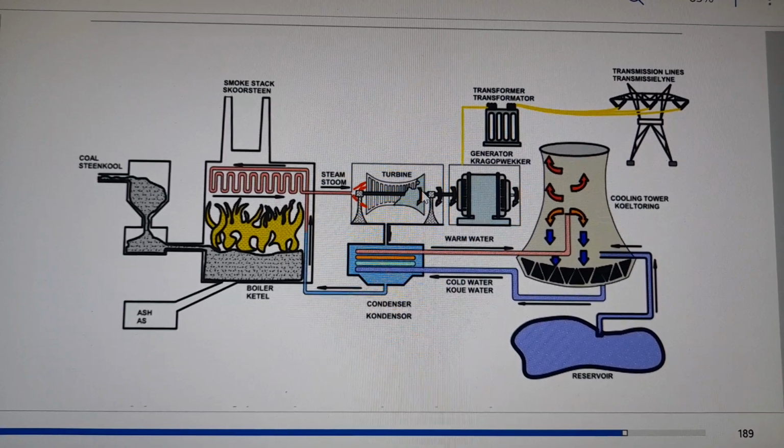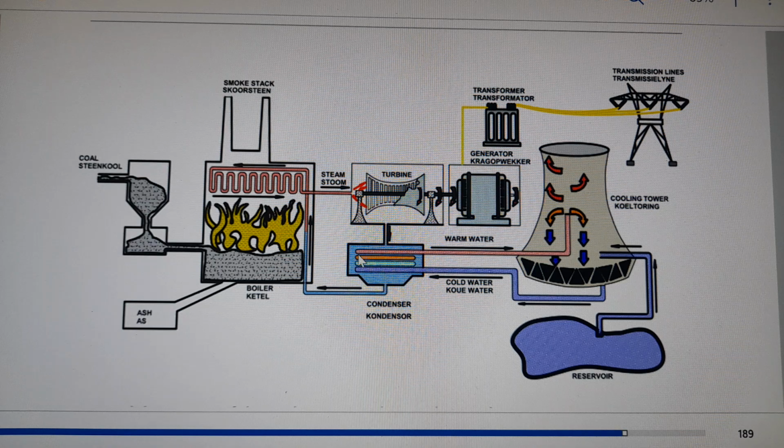Now this steam, remember we said it is hot and it turns the turbine, but once it is cold, it condenses to become water. Then it comes here to the condenser, and it comes back as water now, because the steam is condensed. Then it goes back to the tubes again. So we use recycled water, so we don't lose the water.